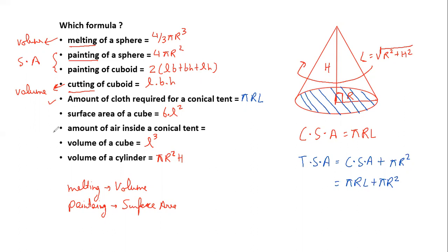Now when I say amount of air inside a conical tent, that means if I want to fill this conical tent with air, I'm concerned with the volume of the cone. The volume of the cone is given by 1 by 3 pi r square h, where r represents the radius of the cone and h represents the height of the cone. So that is 1 by 3 pi r square h.